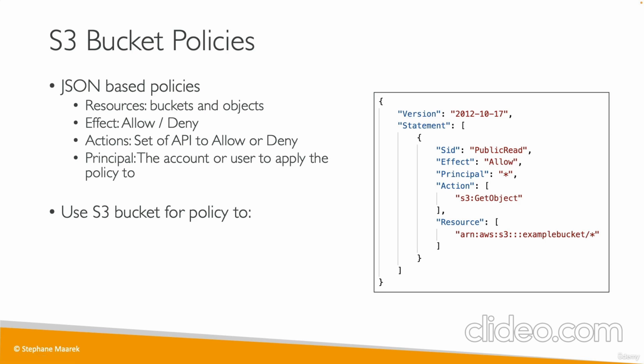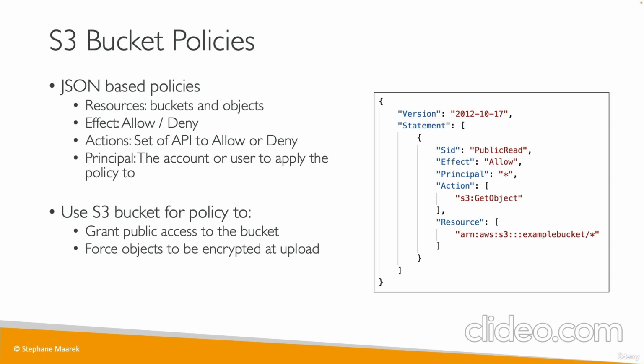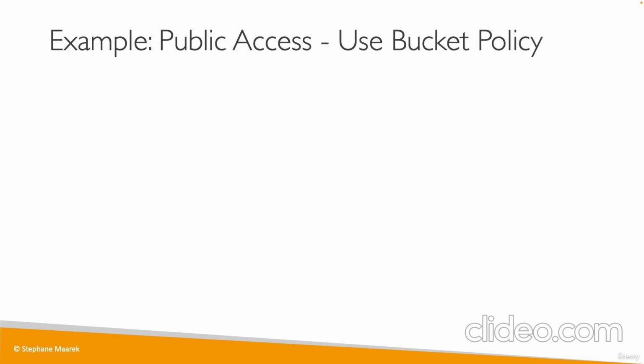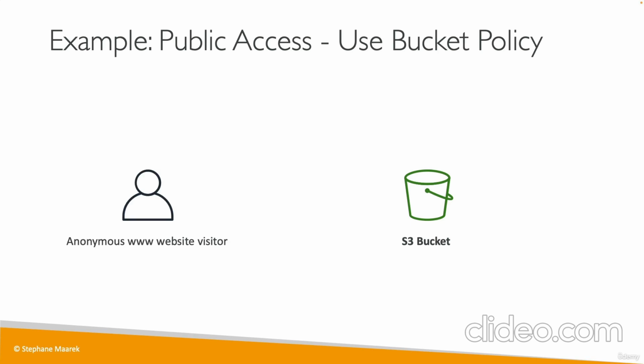So we can use an S3 bucket policy to grant public access to the bucket, as the one shown on the right-hand side, or to force objects to be encrypted at upload, or to grant access to another account. So let's have a look at the situation. So here is a bucket policy for public access. So we have a user, it's on the World Wide Web, it's a website visitor, and he wants to access files within our S3 buckets. So we'll attach an S3 bucket policy that allows public access. This is the one you've seen in the previous slide. And once this bucket policy is attached to the S3 bucket, then we can access any objects within it.